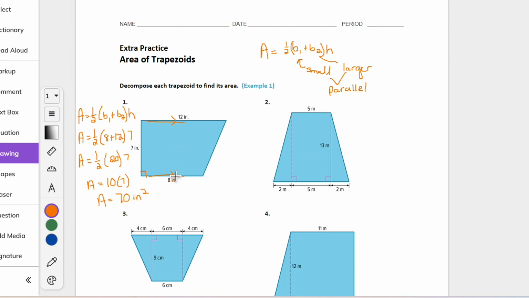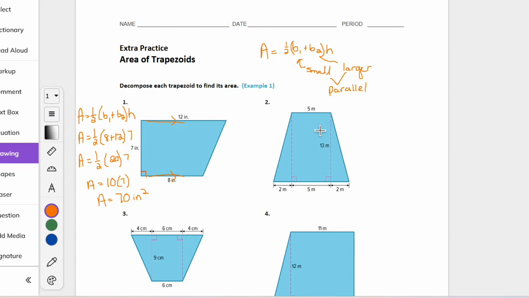So my small base is 8. I plug that in for B1. My long base is 12, so I plug that in for B2. My height is perpendicular to those bases, and it was 7 here. So I substitute that in for the H. Then I follow my formula across using my order of operations.